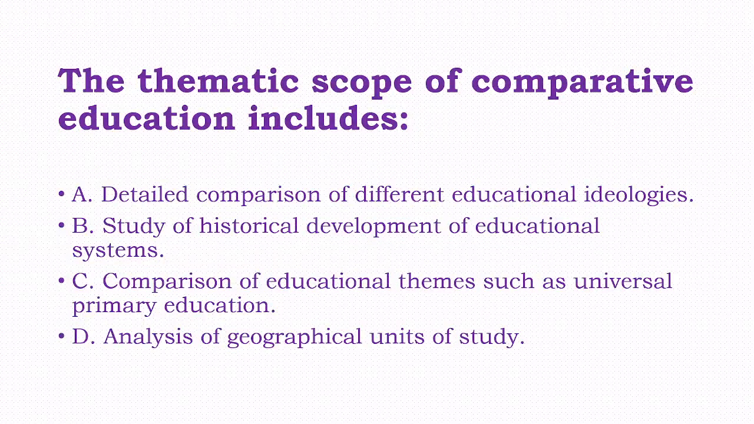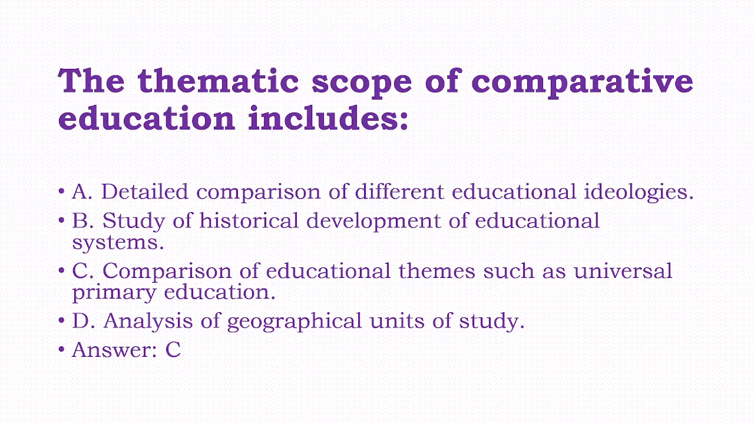Next, the thematic scope of comparative education includes, options: detailed comparison of different educational ideologies, study of historical development of educational systems, comparison of educational themes such as universal primary education, analysis of geographical units of study. Answer of this question is option C, that is comparison of educational themes such as universal primary education.